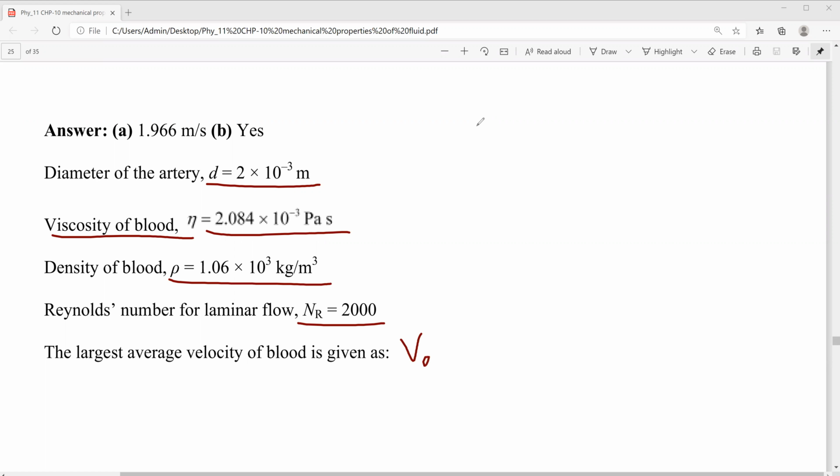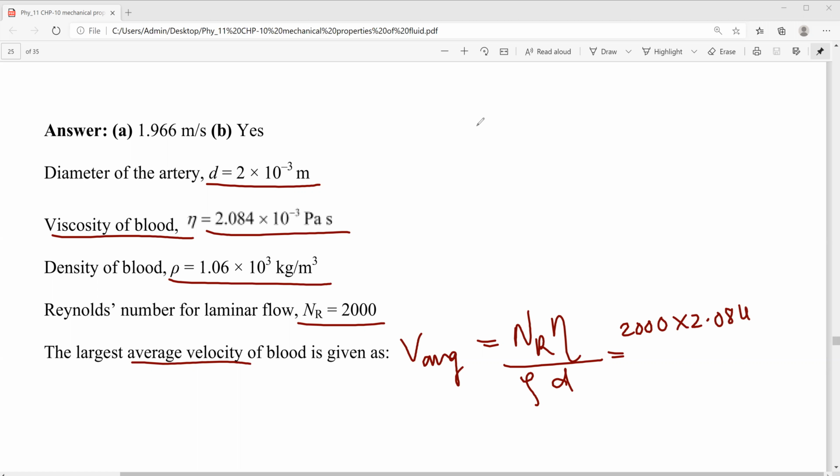The average velocity of the blood is given by the formula Reynolds number into eta divided by rho into D. So NR, the Reynolds number they have given, is 2000, into eta 2.084 into 10 to the power of minus 3, divided by rho value 1.06 into 10 to the power of 3, and D value 2 into 10 to the power of minus 3. After calculating the average value, we are getting 1.66 meter per second. So this is the value.